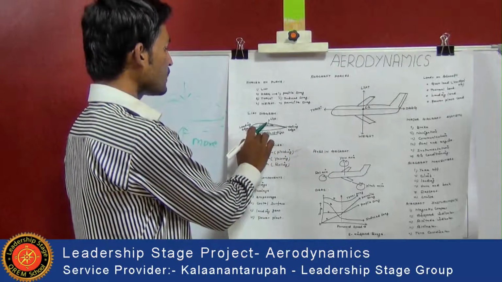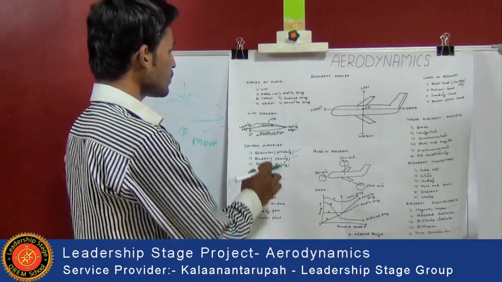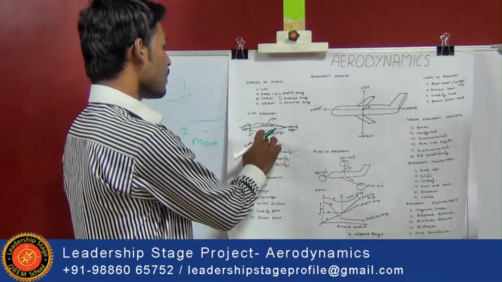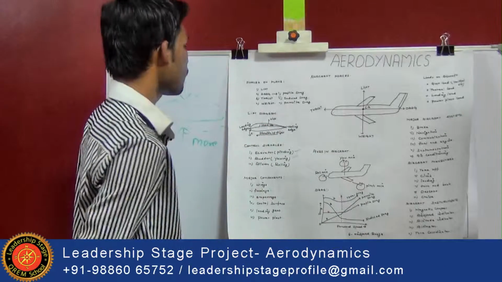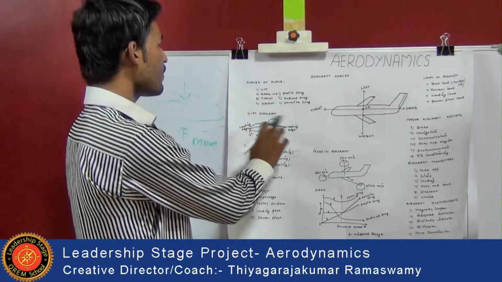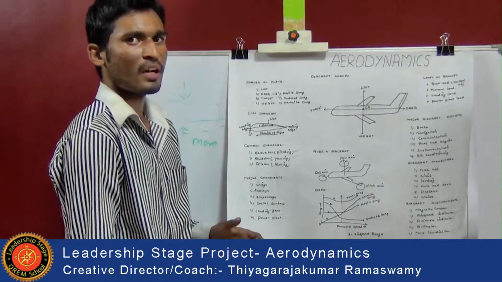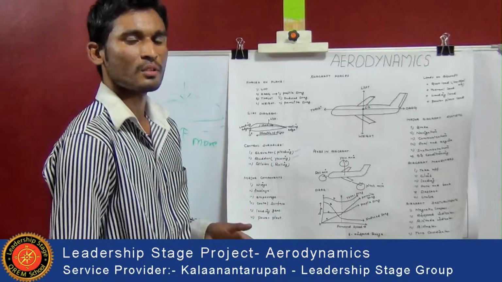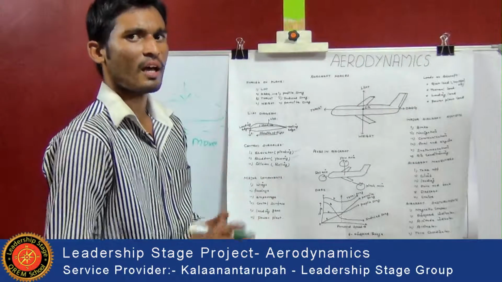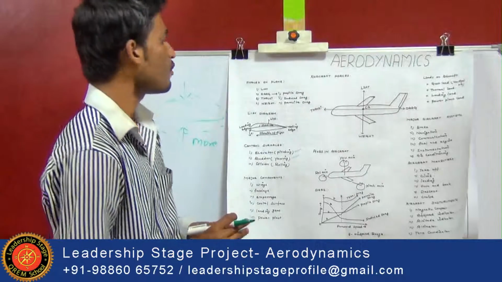Here alpha is denoted as the angle of attack. Angle of attack is nothing but the angle between the chord line and the relative direction of the airflow. And this is the chord line. The chord line is the line between the leading edge and the trailing edge. Generally, if the lift produced is greater than the weight of the aircraft, the aircraft can lift off.